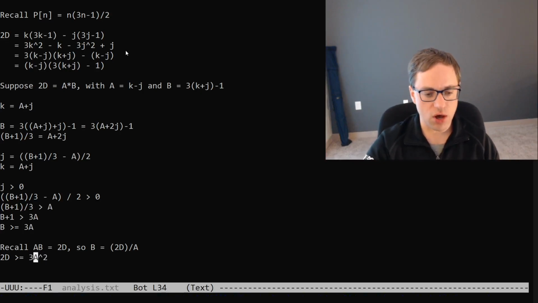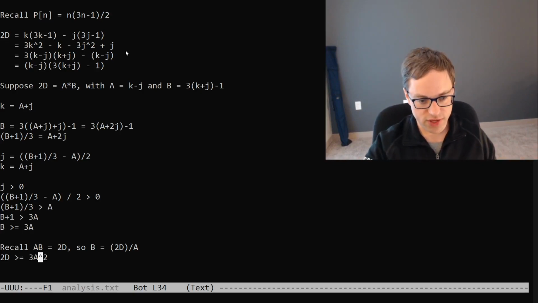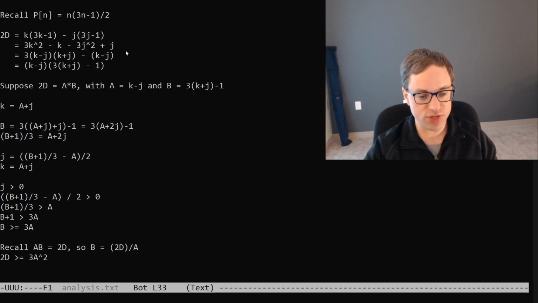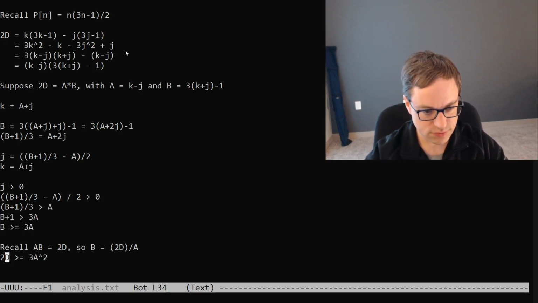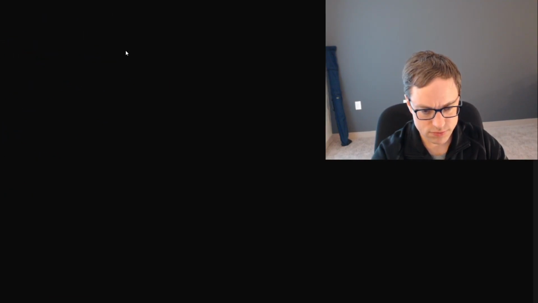And so this is going to be our first constraint. We don't want to be trying factor pairs where the smaller of the two is greater than 2D, because that will not give us an integer, or excuse me, a positive value for J. So we could say, constraint number 1.